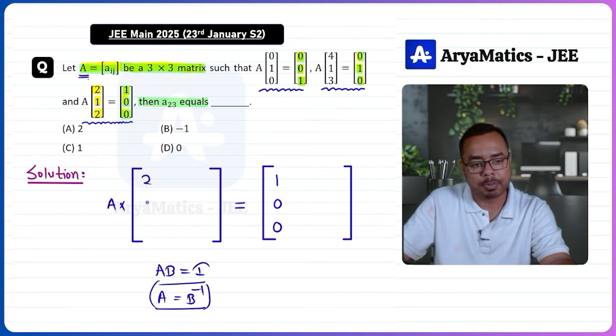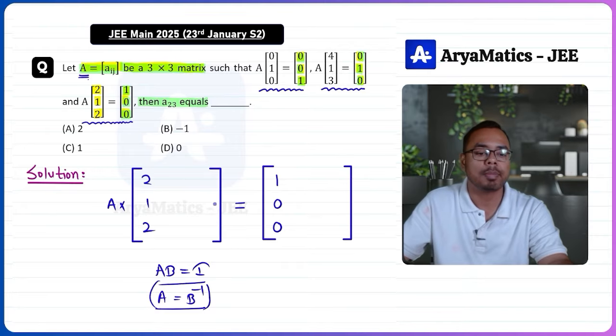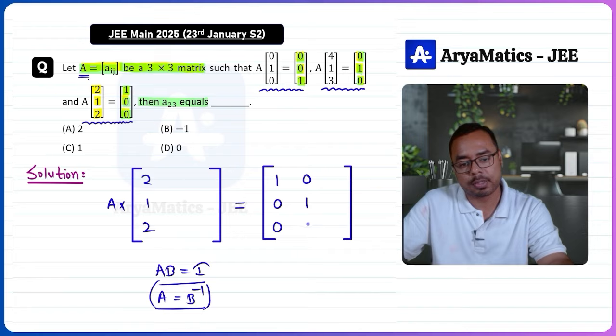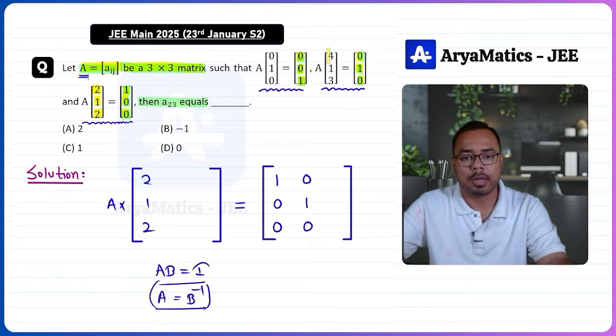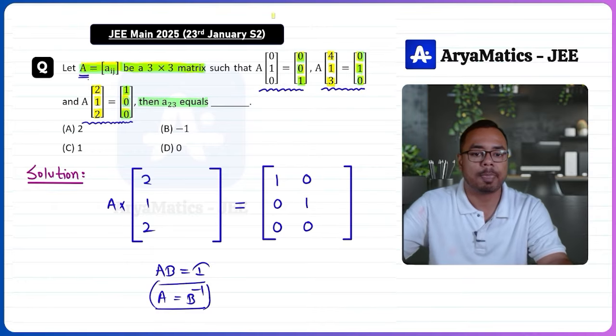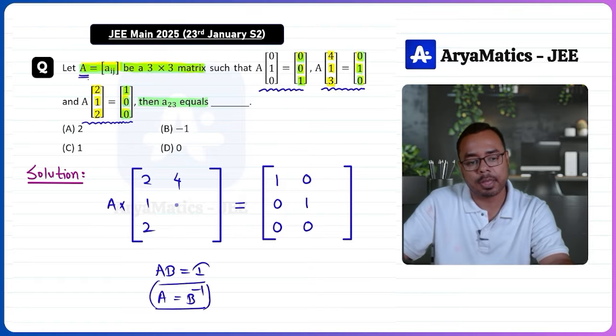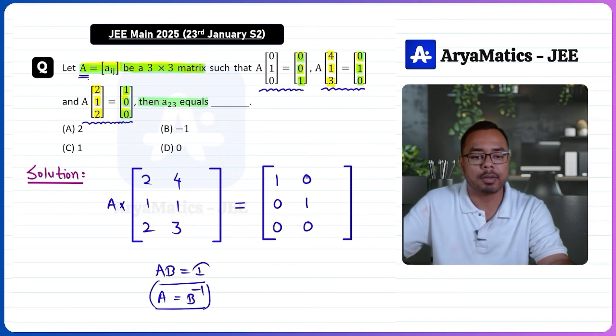So for this matrix B, the first column will be 2 1 2, and matrix A multiplied by this column matrix 2 1 2 will give us 1 0 0. Similarly, for the identity matrix, the second column is 0 1 0. This column is given here, right? So therefore the left hand side for this matrix B, the second column should be 4 1 3, and matrix A multiplied by this column matrix 4 1 3 will give us this column 0 1 0.